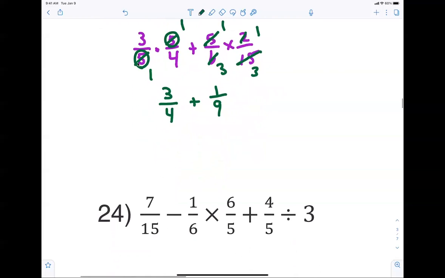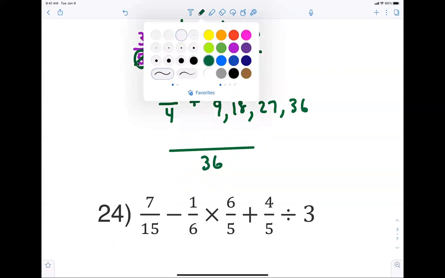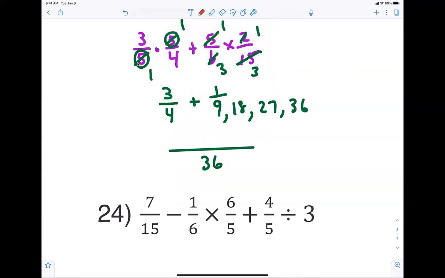Now we have to add, so we need a common denominator. What's the common denominator? 9, 18. Does 4 go into 18? No. Next. Does 4 go into 27? Next. Yes. So the common denominator is? Okay. What do I multiply the first fraction by?